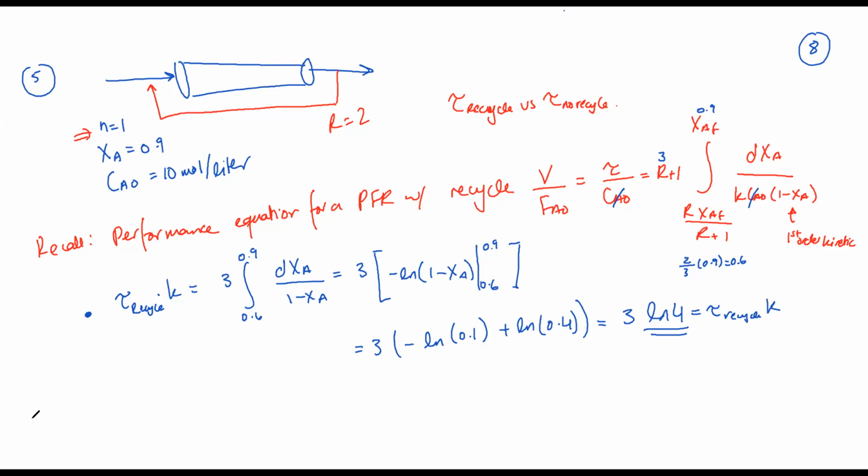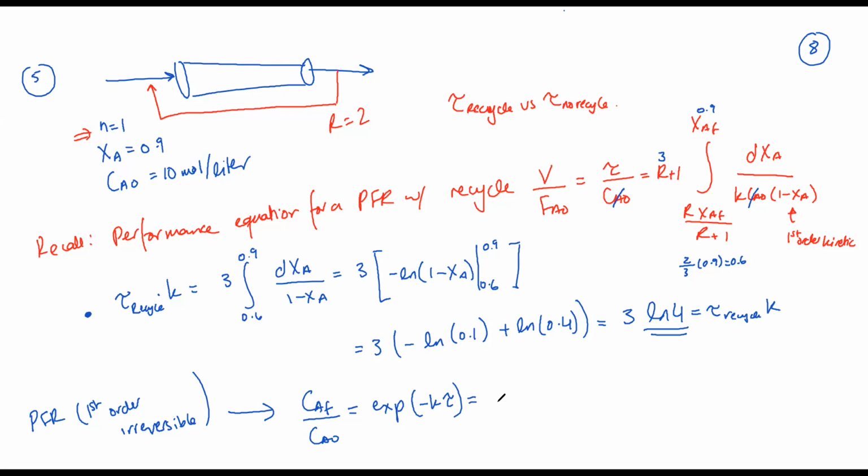Good. So now let's go for a normal PFR. So for a PFR, first order, we know that the performance equation in this case is what? We already said, we've used it in the past two problems. CAF over CA0 is equal to exponential minus K tau. And CAF over CA0, if you recall, is just 1 minus X, right?